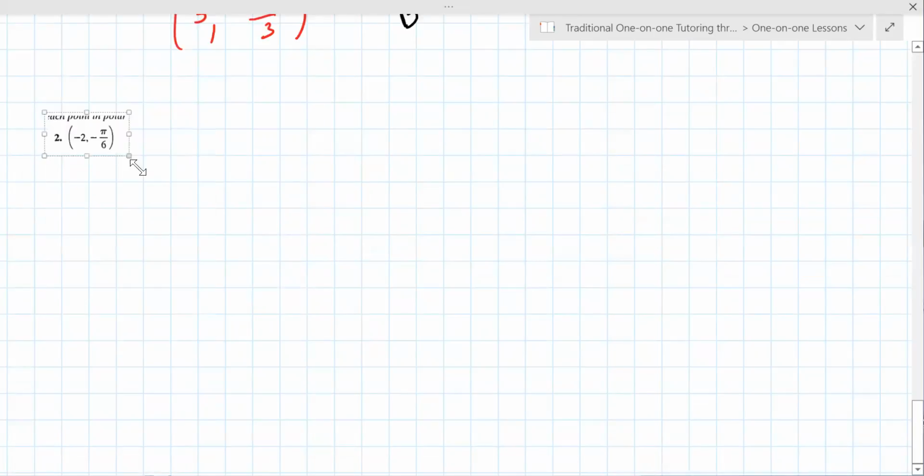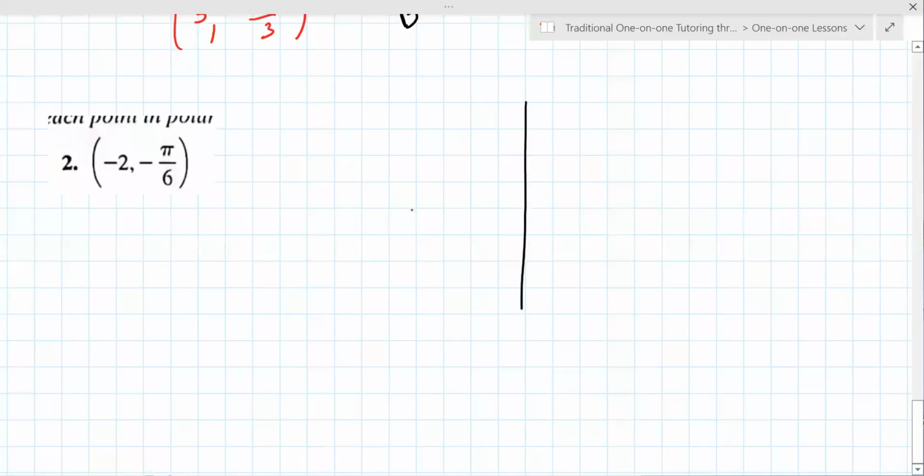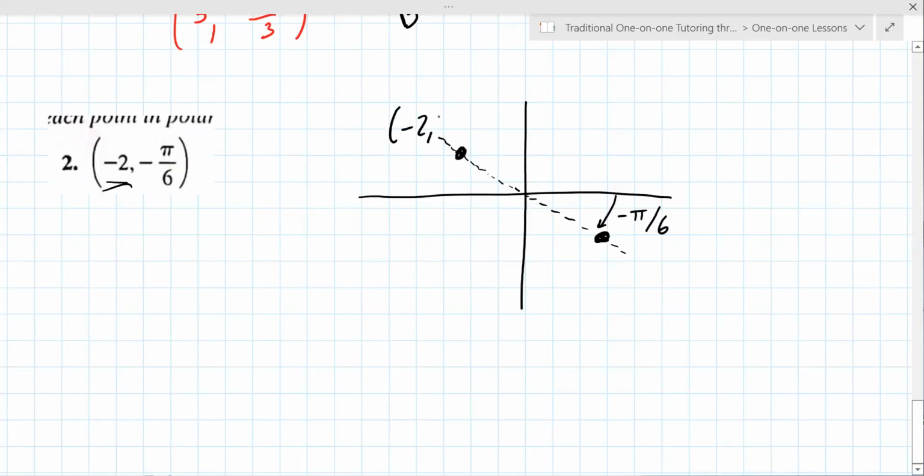All right, so let's look at number 2. Again, you start by going to wherever that angle is, minus pi over 6. And that's over here in the 4th quadrant. But the -2 tells you that instead of being there, you have to now go the other direction the same amount. It's like a flip over a mirror. So this is -2 comma minus pi over 6.